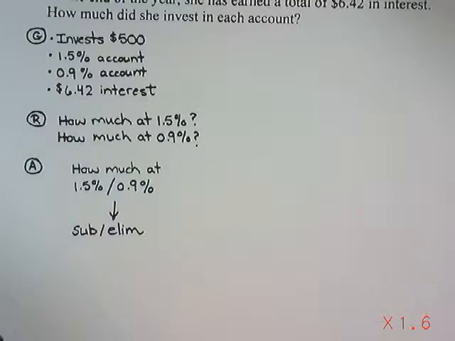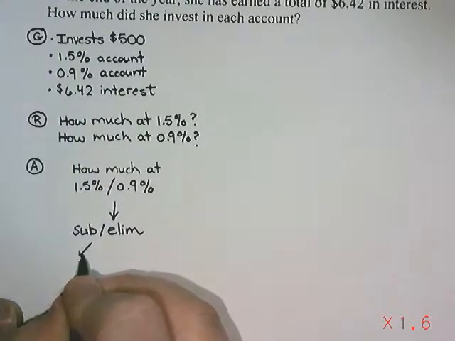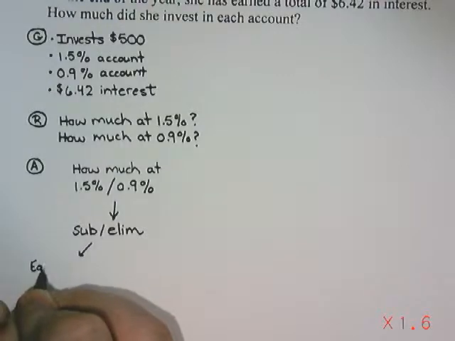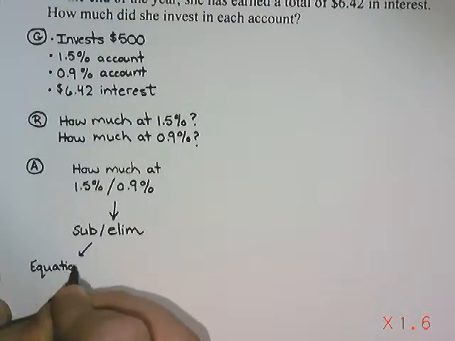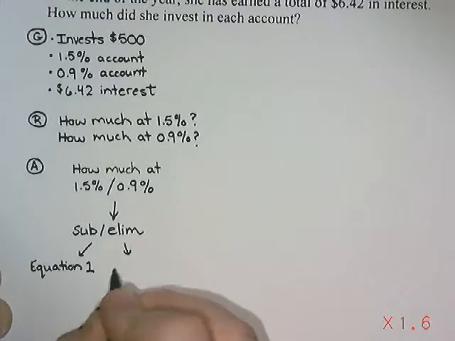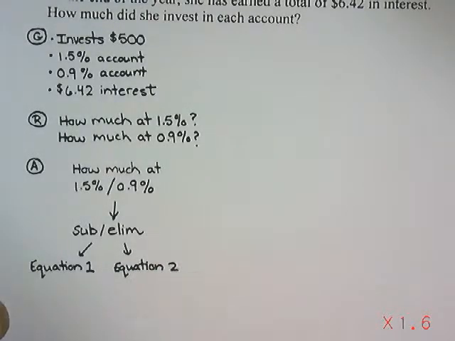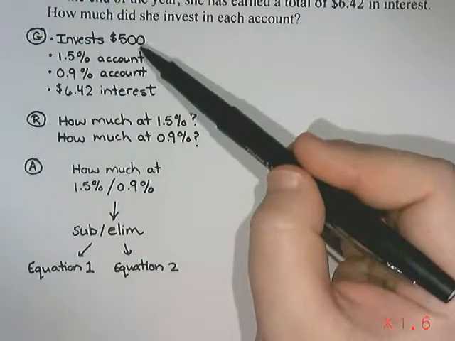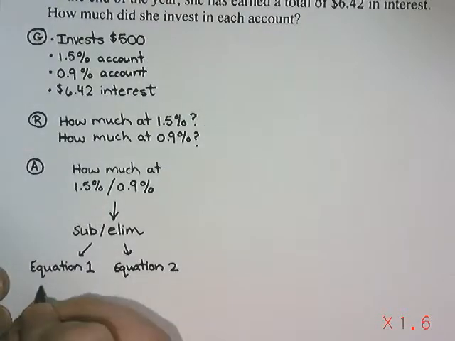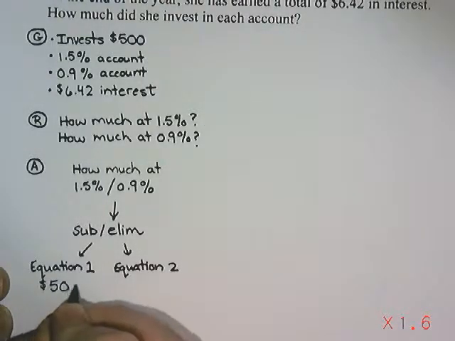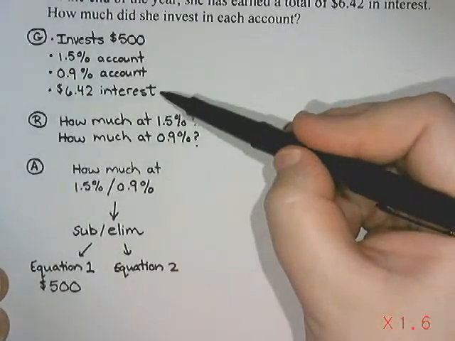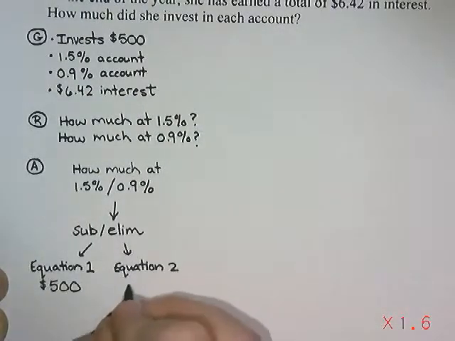So in order to do substitution and elimination, I do require 2 equations. How am I going to make up equations? What type of information do I have that would be useful in an equation? Well, one of them is probably that I have $500 to invest. And the other one is probably going to be from that $6.42 in interest that we earned.